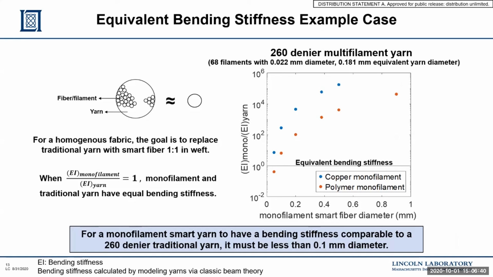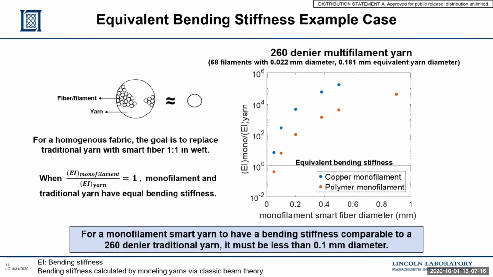So just to illustrate that point a little further, quantifying the performance comparison. Here we can look at a simple case example comparing bending stiffness of a monofilament smart yarn compared to a traditional 260 denier multi-filament. On the graph on the right, we have monofilament smart fiber diameter on the x-axis, and on the y-axis, we have the ratio of bending stiffness of the monofilament compared to the traditional yarn. So when that ratio is equal to 1, we have equivalent bending stiffness between a traditional yarn and our monofilament smart fiber.